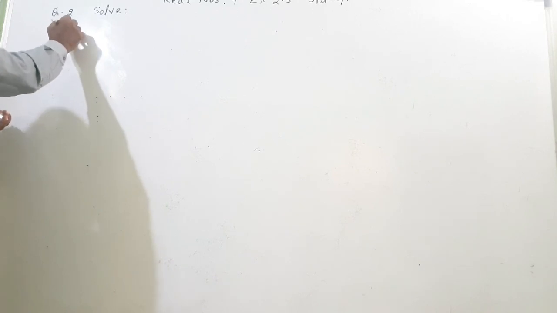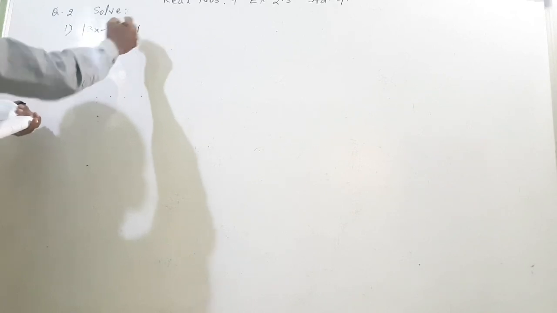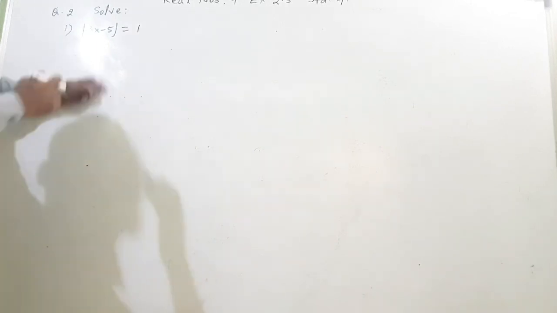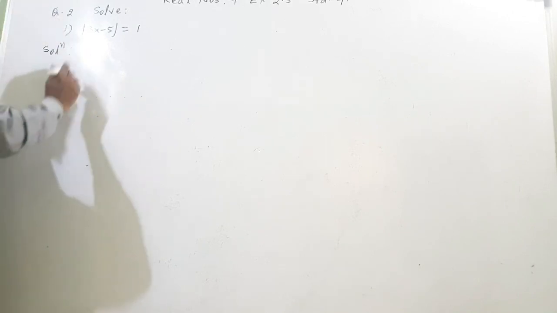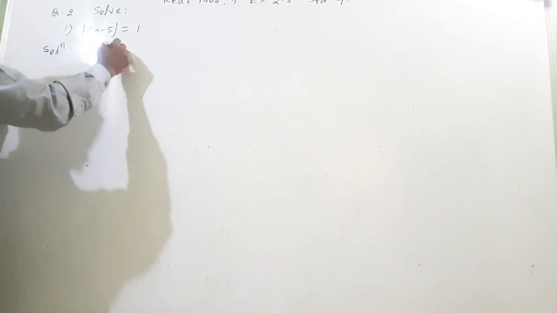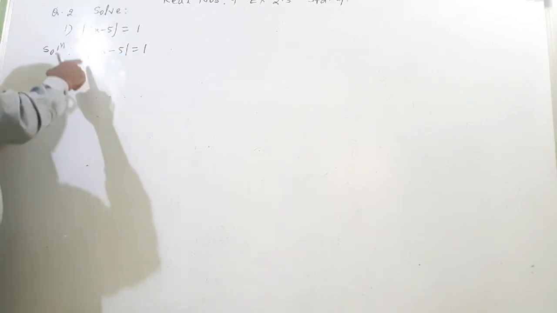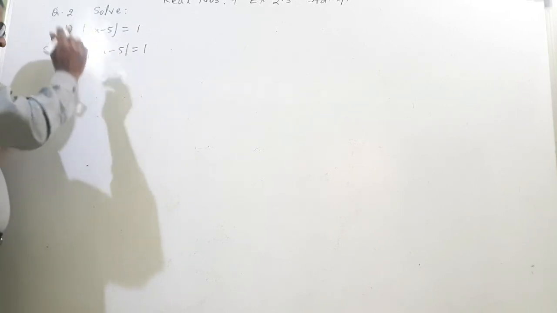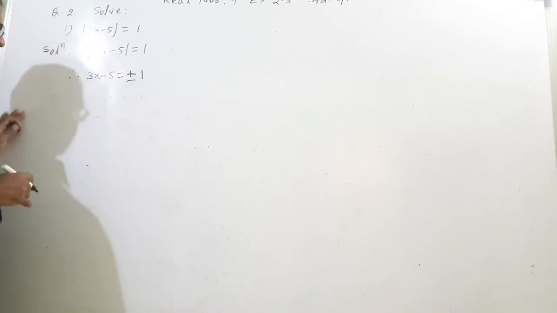In that, the first one: modulus of 3x minus 5 is equal to 1. How to solve this? We will go step by step. First of all you will write the solution. I will write it: modulus of 3x minus 5 is equal to 1. This is the question. Therefore, now I will remove this modulus sign. I know that this is either positive or negative. So 3x minus 5 is equal to plus or minus 1.